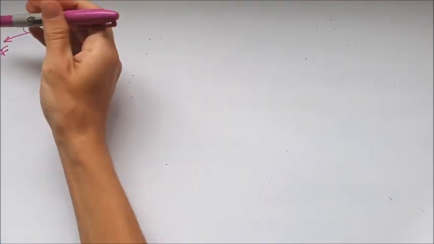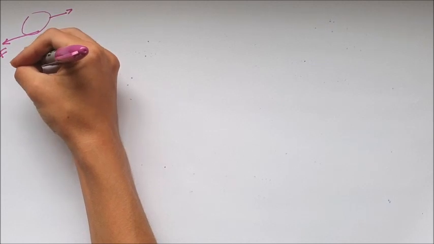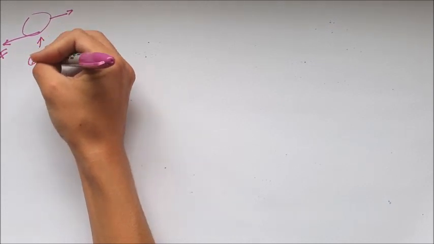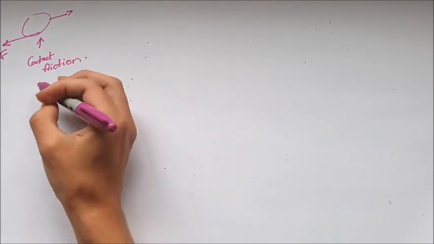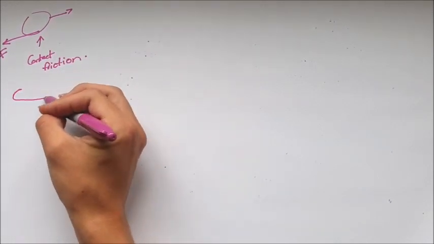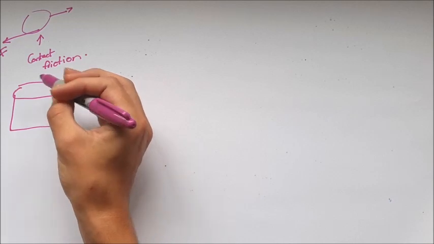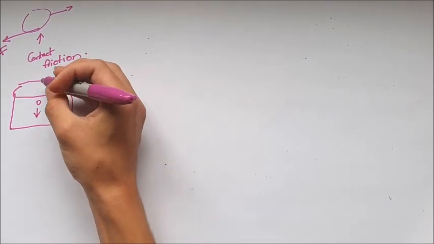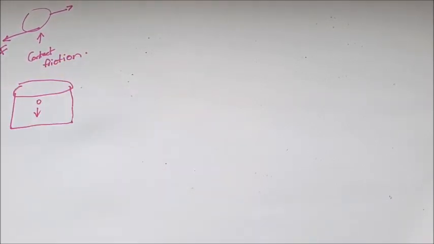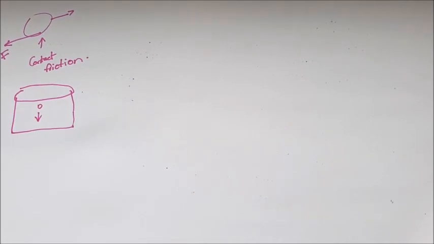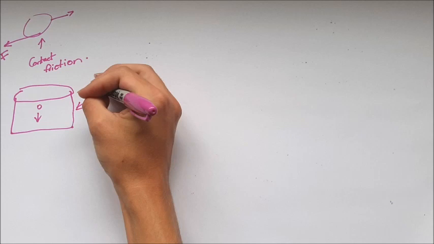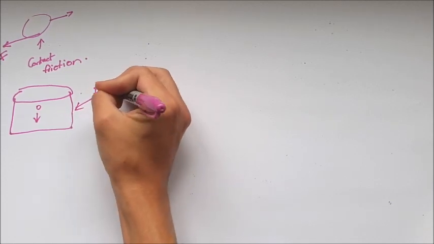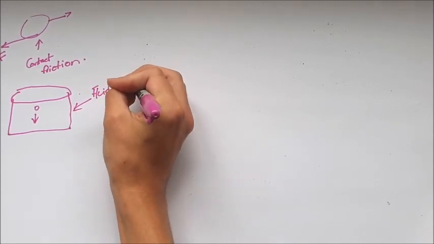And an object moving in a fluid, so a fluid is a gas or a liquid, experiences fluid friction as opposed to contact friction, which is between solids. If it was something falling through, say, a container of water, that experiences fluid friction acting in the opposite direction of motion. And unlike contact friction, fluid friction increases with speed.